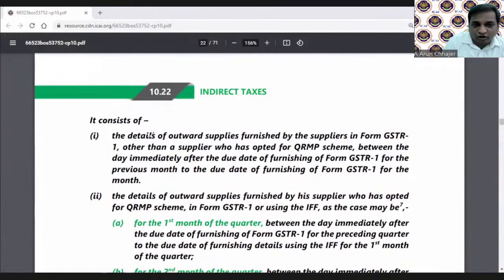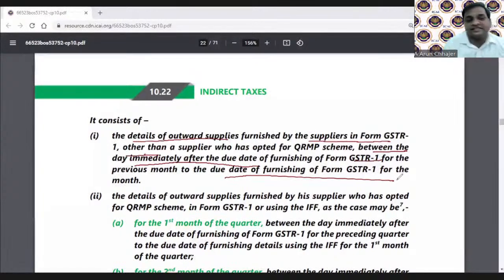The details of outward supply furnished by the supplier in the GSTR1 other than QRMP, between immediately after the due date of furnishing the return of the previous month to the due date of the current GSTR1 for the month. Due date 20, right? Once again, explain with the example. Definitely, I will explain with the example.